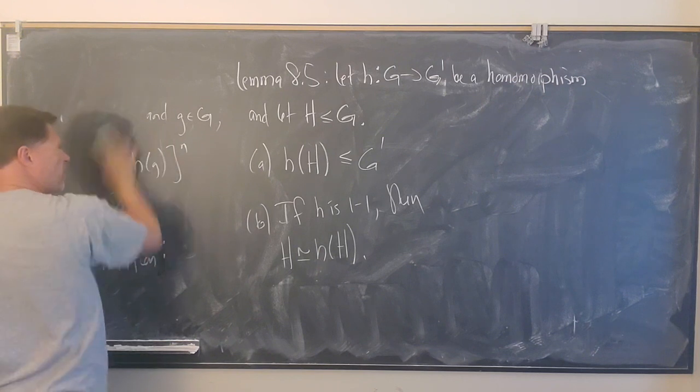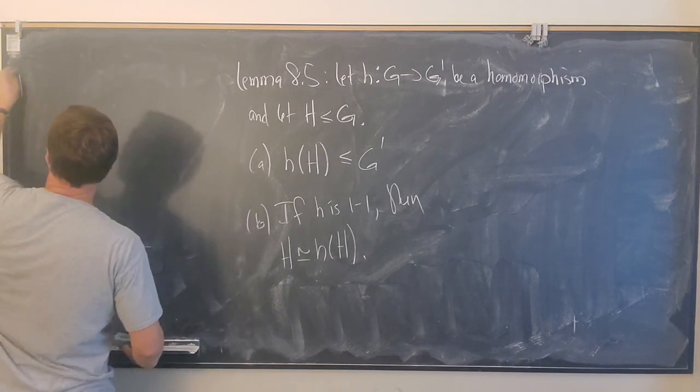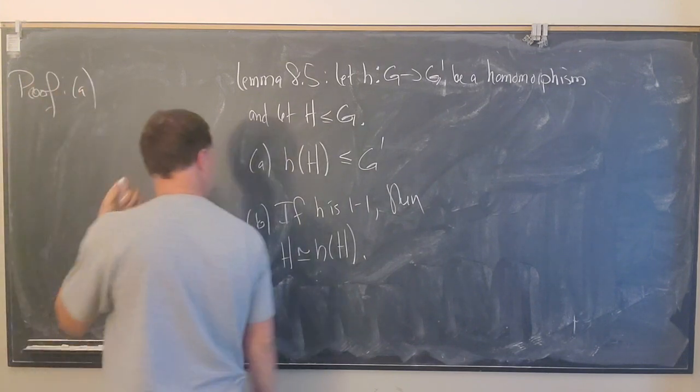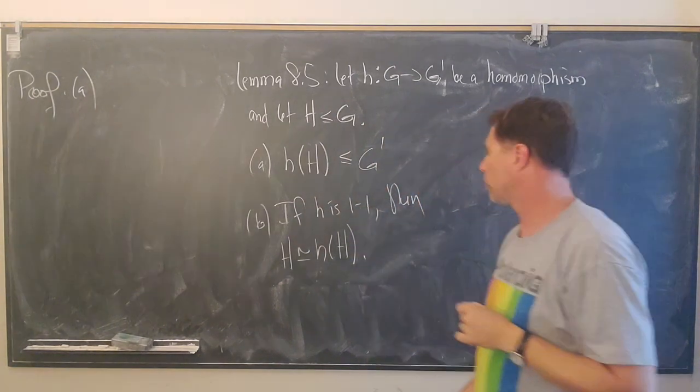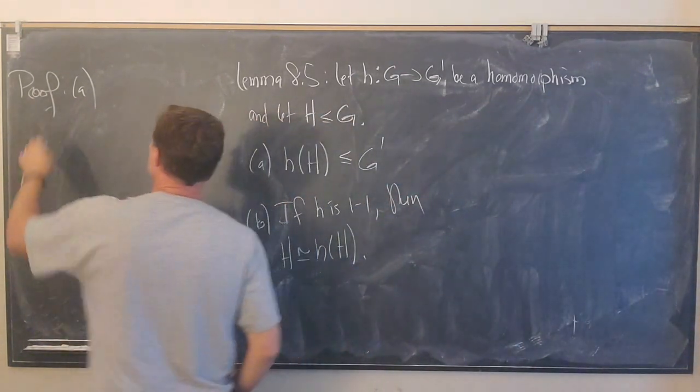Right, so really, there's nothing to prove for part B once we know part A. So let's get the proof of part A. Okay, so I need to show that h of H is a subgroup, which means that I need to apply the subgroup test.